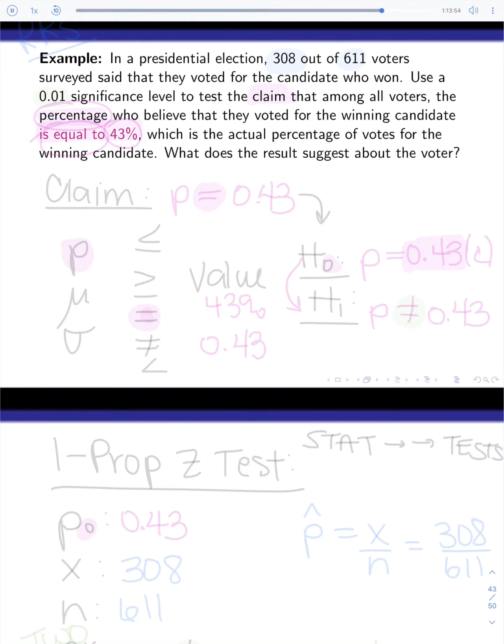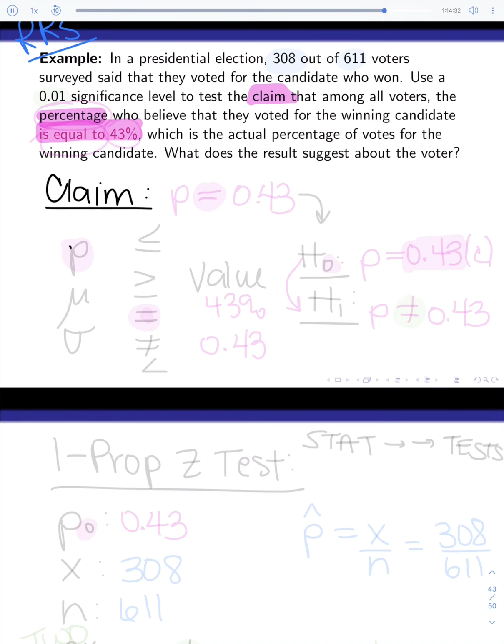to go about getting that answer slightly differently. So let's redo the last problem we just did from start to finish, now using rejection regions. We're going to start off the same way, by starting out with the claim. And the claim was that the percentage or proportion of people who believe that they voted for the winning candidate is equal to 43%. So we'll start out with our claim.